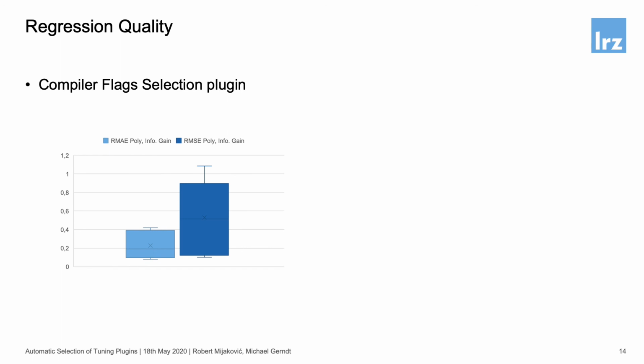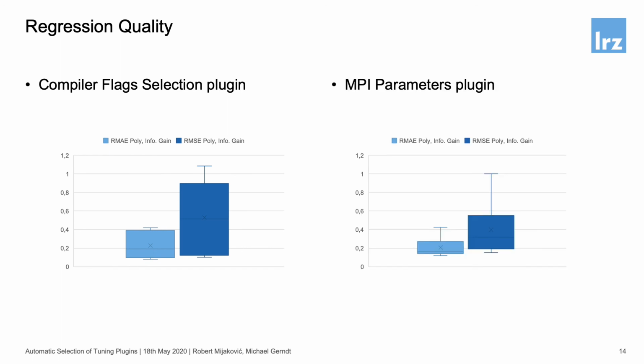As we can see, both plugins have very small error, with MPI parameters having slightly smaller, but with slightly higher extremes. As you can see, the whiskers are quite far away from the box. This is somewhat surprising, since the MPI parameters plugin shows more significant problems with classification compared to CFS from a few slides before. Okay, so then let's come up with the conclusion.